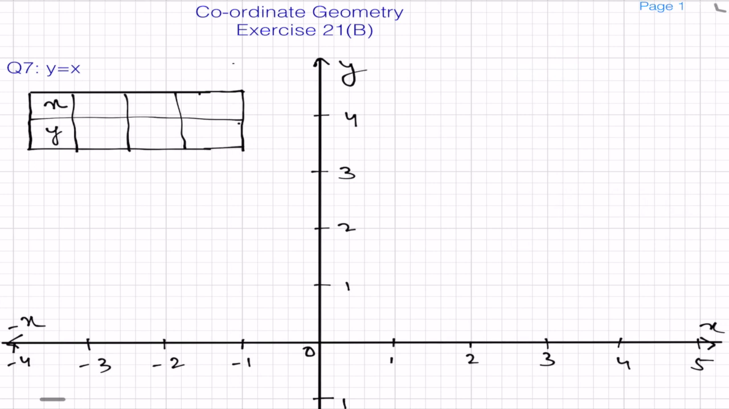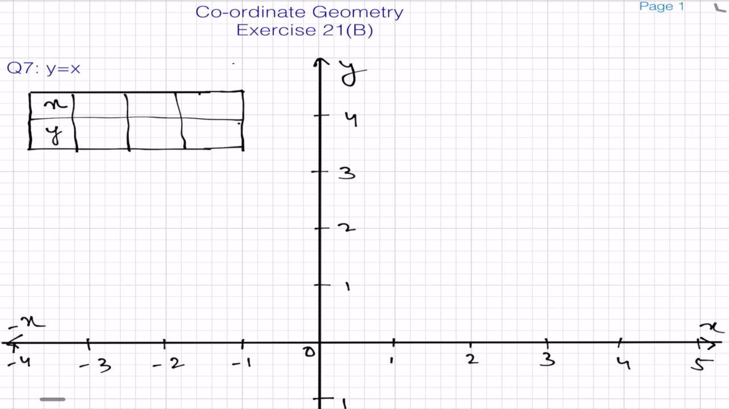Good morning, students. Today we will again continue with the same topic, coordinate geometry. Now we'll start with exercise 21b. The first 6 questions we have already covered in the first video. Today we'll cover question number 7 onwards.